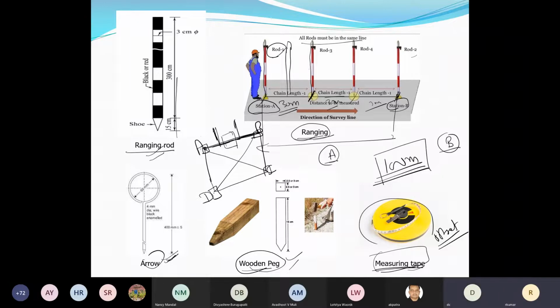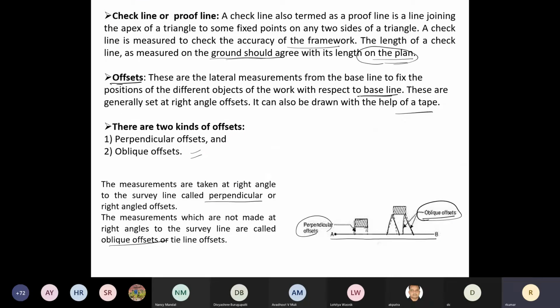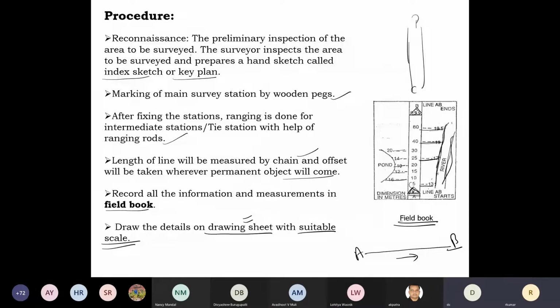Any more doubts? If none, then we can take up the prismatic compass. Sir, could you once more explain how we ensure a straight line between points A and B? Okay, I think I should make a picture, then it will be clear. Make a drawing. One minute.